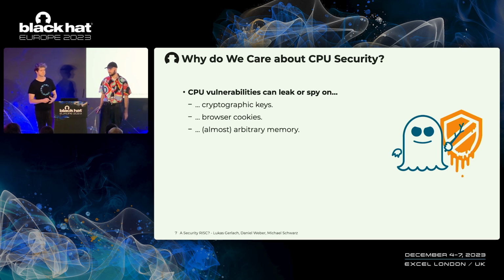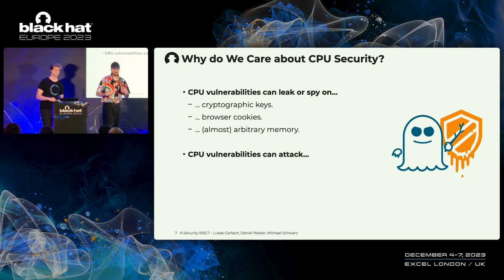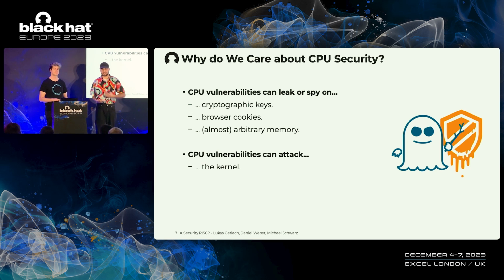What is the attacker model? And it shows that with CPU vulnerabilities, we can have a very high flexibility. So what we can, for example, do is we can leak data across the user space, kernel space boundary, which we shouldn't be able to do traditionally.